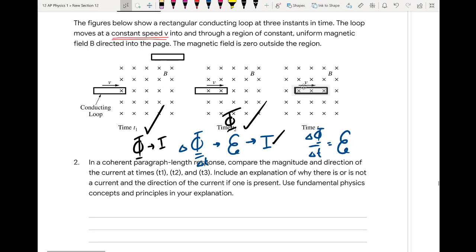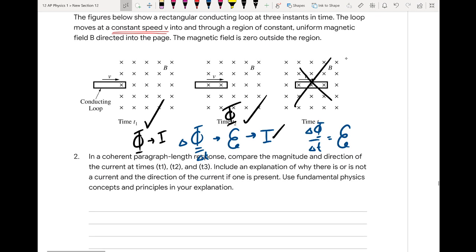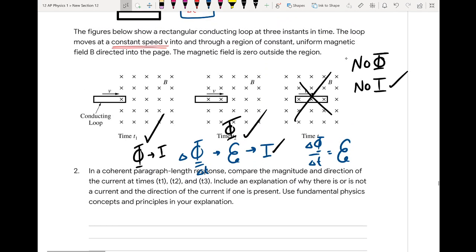And then in this case, we have the same amount, we're fully in this magnetic field, so we're only able to encapsulate the amount of our maximum area in here. So this one will not have a change in magnetic field within that area. It will not have a flux. So this one has no flux, which means it has no current. So we know that T3 has no current.